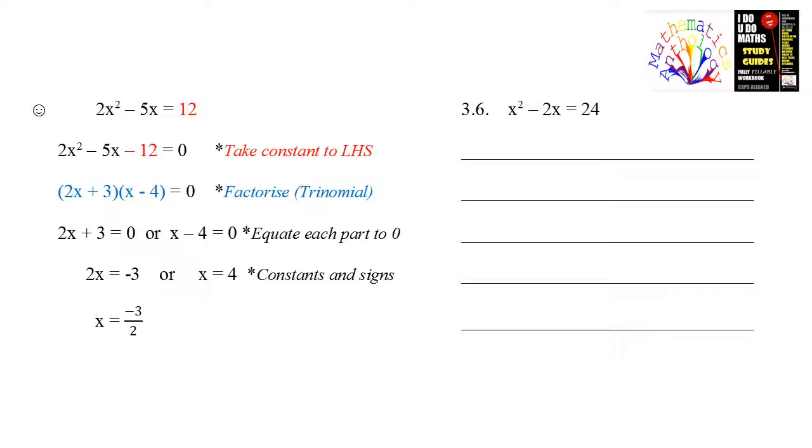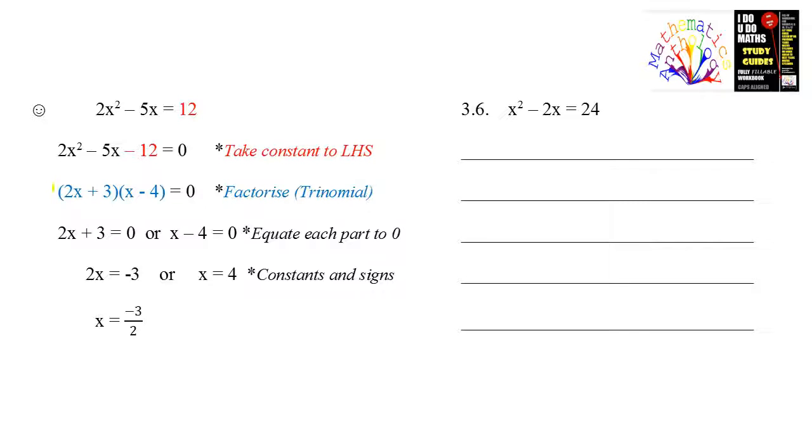Okay, the second example we have here is 2x squared minus 5x is equal to 12. Let's take everything over to the left-hand side because this looks like it's a quadratic equation because of the x squared being the highest power, and there's 3 terms here. So we'll have 2x squared minus 5x minus 12 is equal to 0. We have 2x plus 3 into x minus 4.